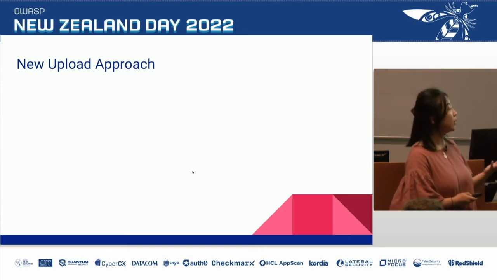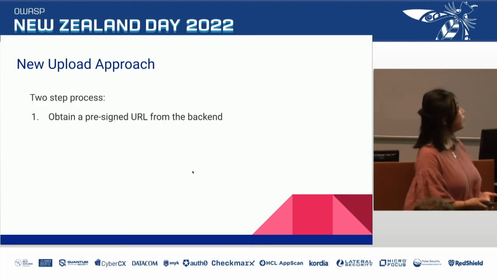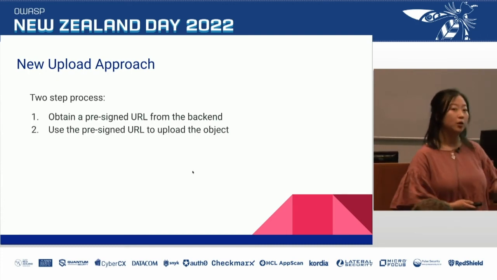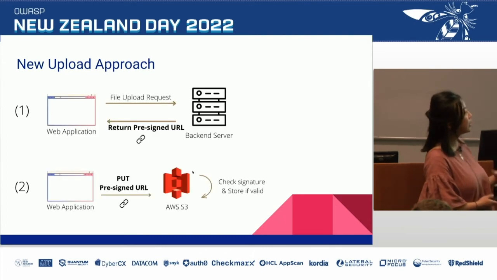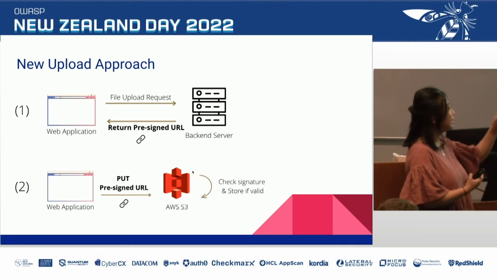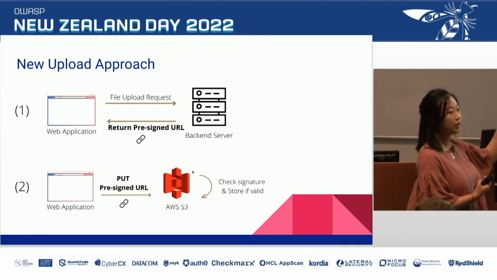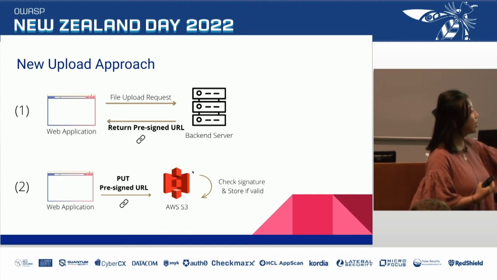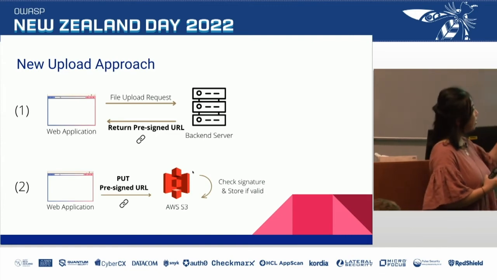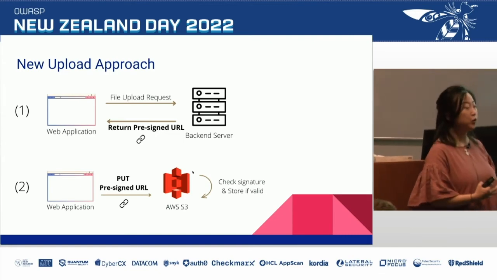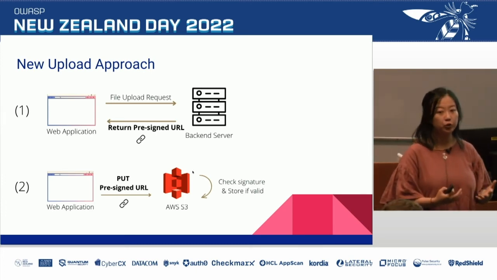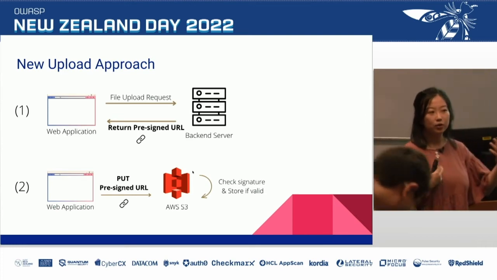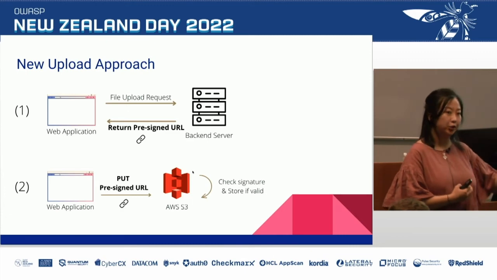So our new approach for upload would be, once again, a two-step process. Firstly, we'll obtain a PreSign URL from the backend, and then we'll use the URL to upload the object from the front end. So back to this diagram again, instead of having the server send the credentials to the client, we're just going to send the PreSign URL, and the application then will use the URL to upload to the S3 bucket. And then when the action is being performed, S3 is going to check the signature in the URL and make sure that it's valid, it still hasn't expired, and the user who signed it has the permission to perform the action on the object.